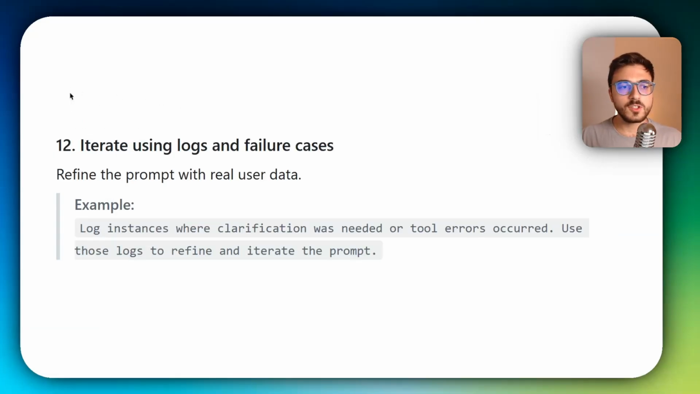The best practice number 12 is to iterate using logs and failure cases. Refine the prompt with real user data. An example would be to log instances where clarification was needed or tool errors occurred, and use those logs to refine and iterate the prompt. You can see these logs in your N8N logs and so on. So make sure to be collecting logs to be able to improve your voice agent based on data.